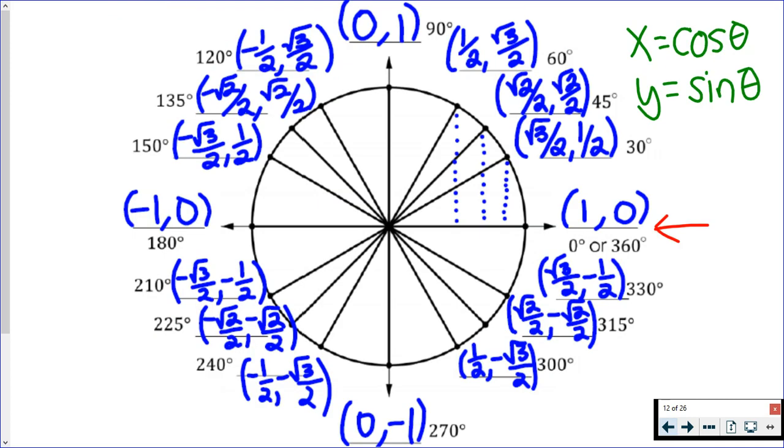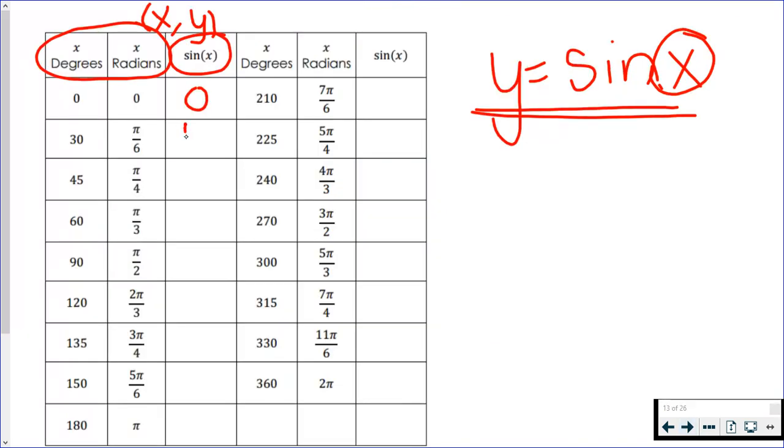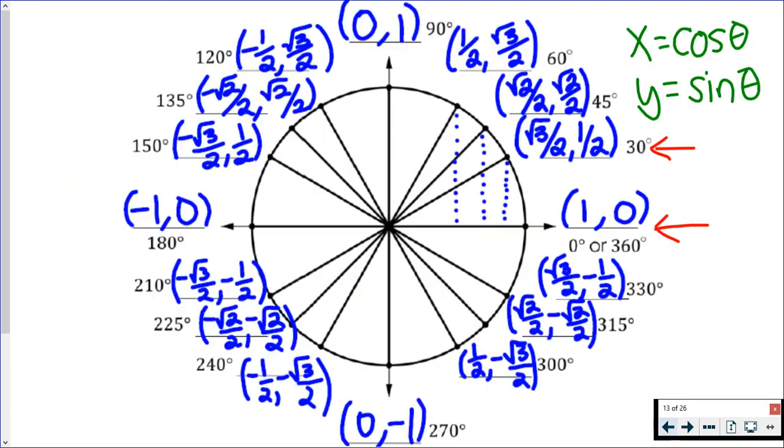Moving counterclockwise, the next angle would be 30 degrees. Same thing here. Sine of 30 degrees is just the y value of that coordinate. In this case, that's 1/2. Moving on to 45 degrees, you're always going to have square root of 2 over 2 involved when you have an angle ending in 5 on the unit circle. In this case, since we're in quadrant 1, sine is going to be positive.